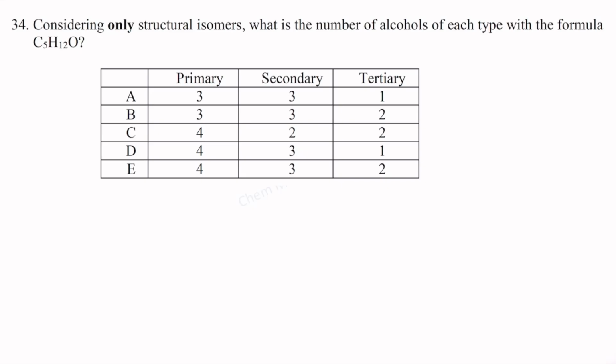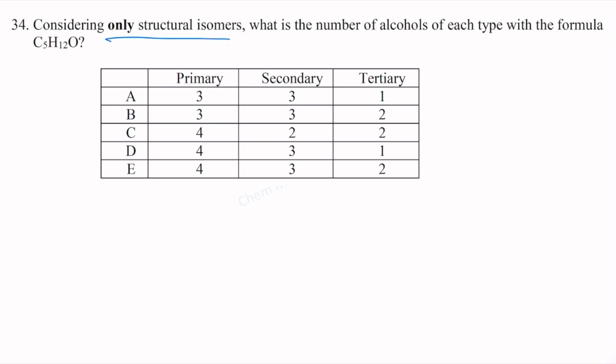Hello everyone, here is another interesting question from the New Zealand Chemistry Olympiad. Considering only structural isomers, what is the number of alcohols of each type with the formula C5H12O? This question is somewhat involved in the sense that first we need to write down the correct number of alcohol isomers, and then we should consider only structural isomers.